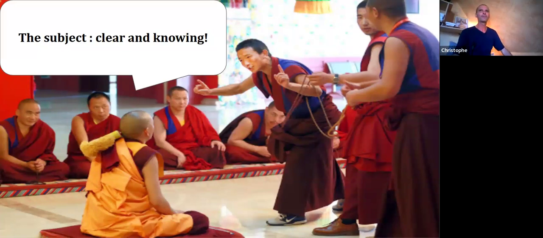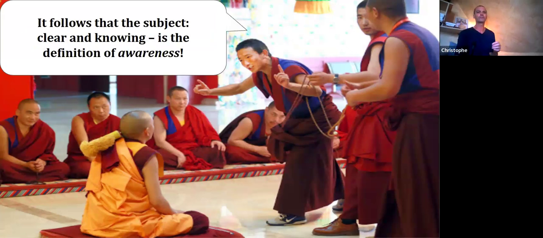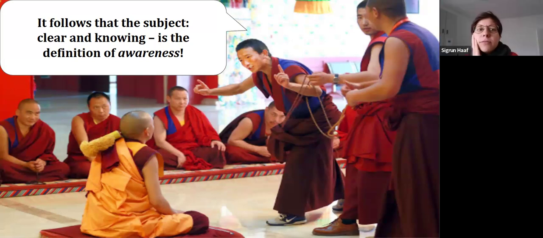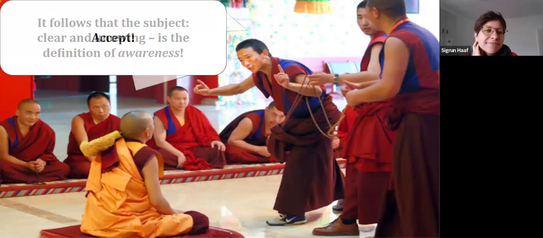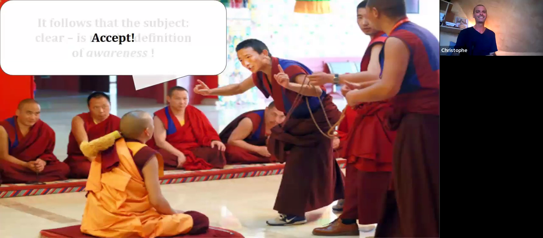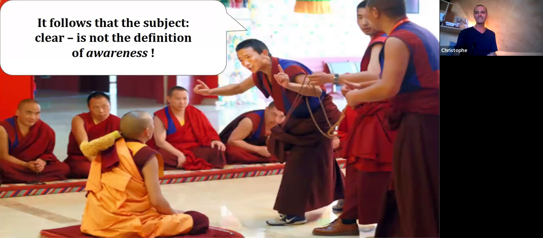There are very nice explanations in science and philosophy in the Indian Buddhist classics about what clear means, three types of meaning. Last time we saw just one. So it follows that the subject clear and knowing is the definition of awareness. Accept. Yes, accept. Okay, so it follows that the subject clear is not the definition of awareness.